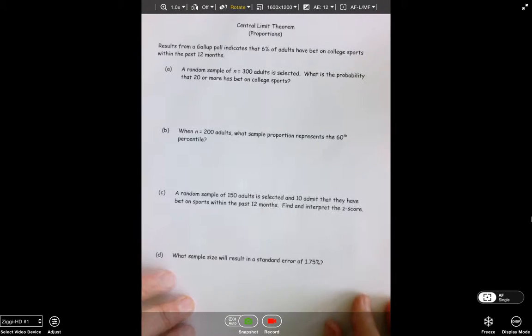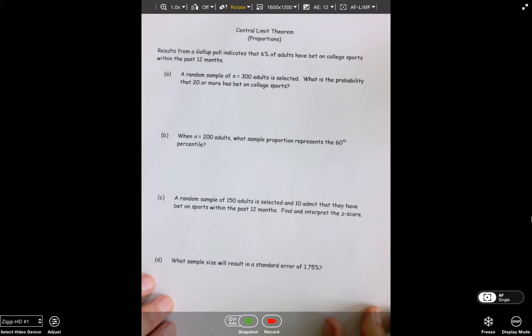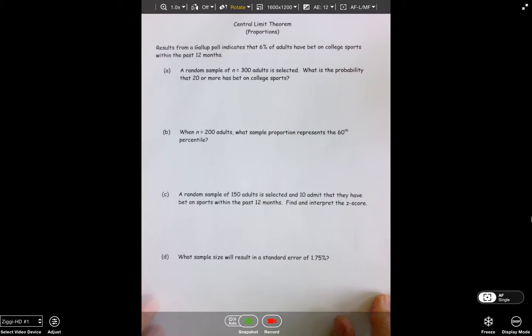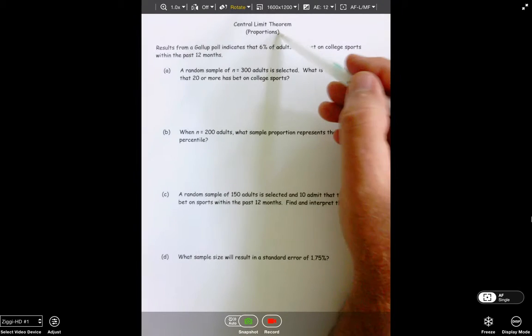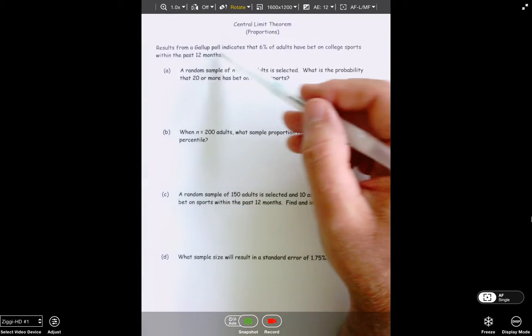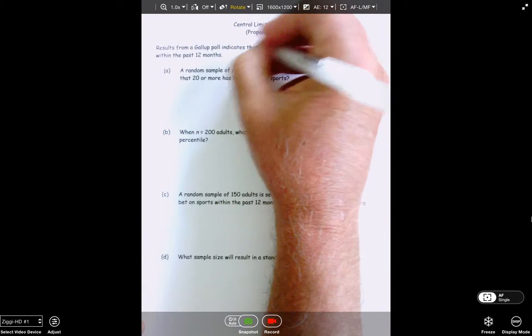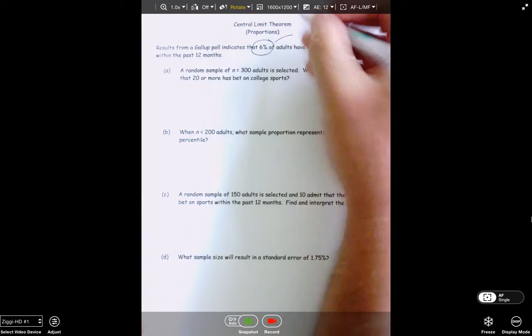All right, gang, let's switch gears. Central limit theorem proportions. I wish I hadn't put that up there because that kind of takes away the punchline. But results from a Gallup poll indicate that 6%. Guys, what should you think here?